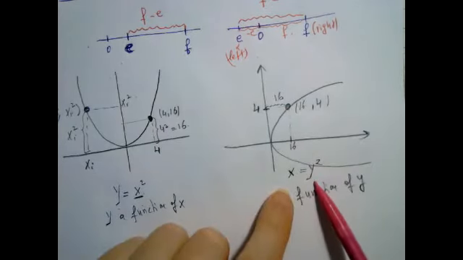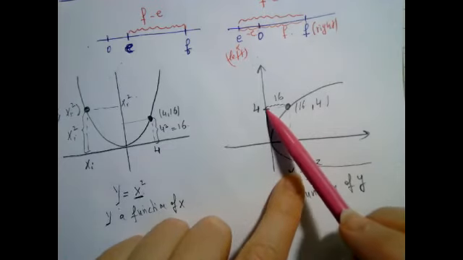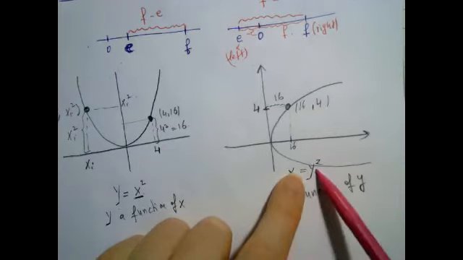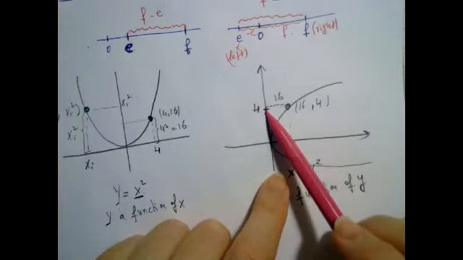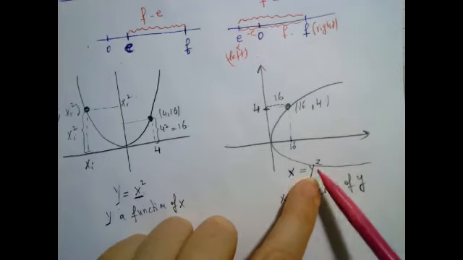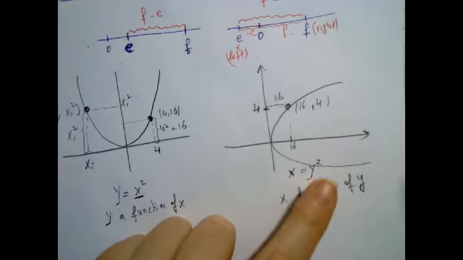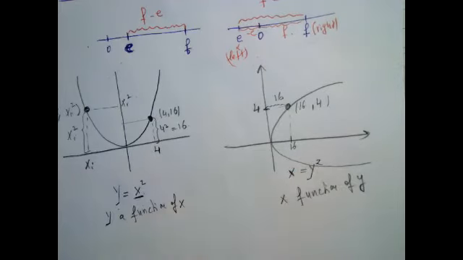So when I'm giving you x as a function of y, it means if you know the y coordinate, the formula is giving you the x coordinate of the point. So I'm giving you the y here. The x is 16.